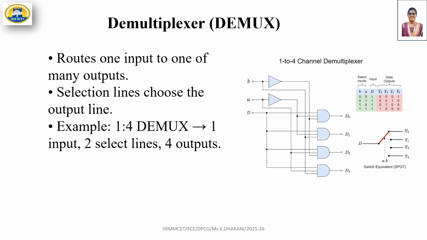Now we are going to see the opposite of the multiplexer, which is named the demultiplexer. A demultiplexer routes a single input to one of several outputs based on the selection lines. For example, here I have mentioned a 1 to 4 demultiplexer. We get one input, two selection lines and four outputs.